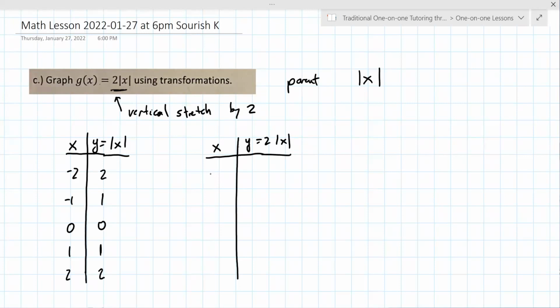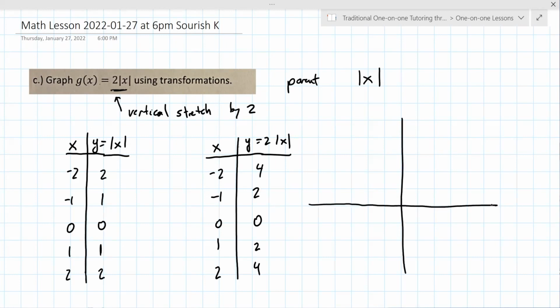Okay, so 2 times the absolute value of x, what that does is it changes the y values. Every y value is multiplied by 2. So we're going to multiply 2 times 2, 1 times 2, 0 times 2, and so on. Each of those y values, you're multiplying by 2. And then this is what we're going to graph. I would definitely recommend getting the tables down, but for sure you've got to get the graph down. Here's your graph.